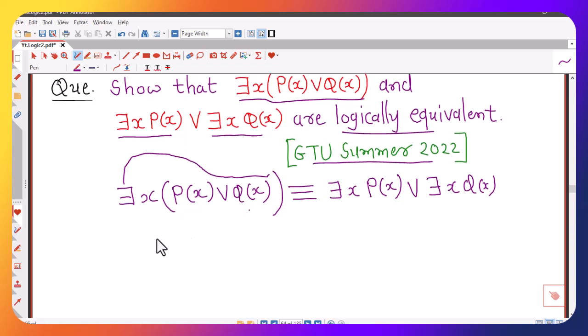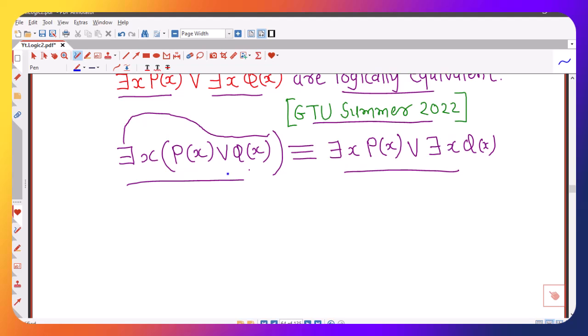Now these two are logically equivalent if they both have the same truth value, either both true or both false. So suppose we first think about this. What is the meaning of this? This means there exists at least one x in the domain. Here px and qx are arbitrary, so we consider the domain as arbitrary also, but we restrict that both statement functions px and qx have the same domain.